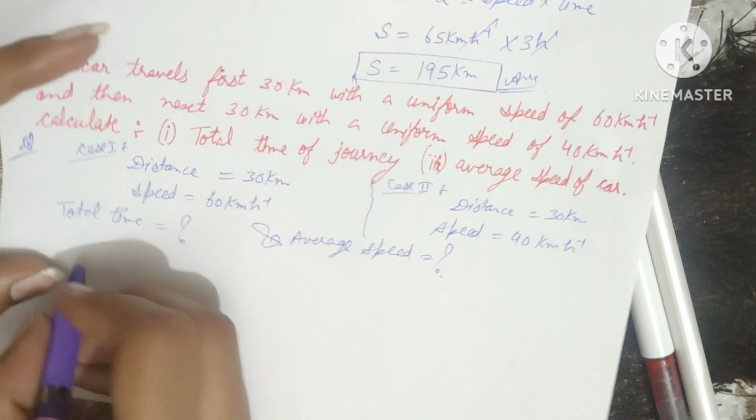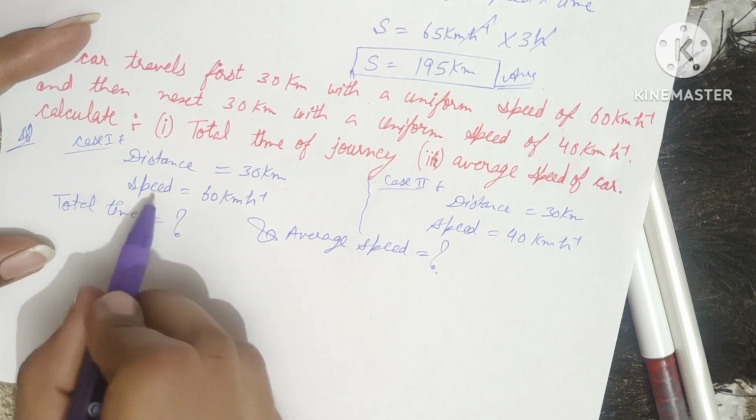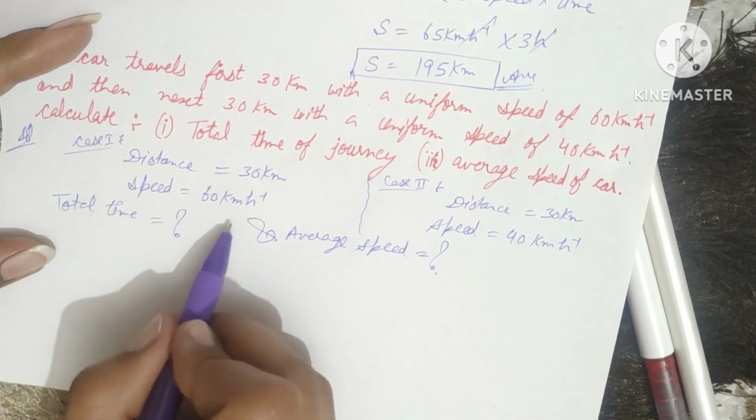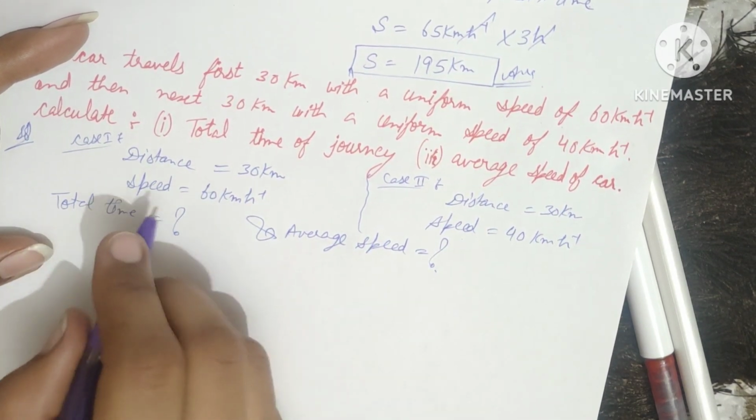So what to do firstly? Firstly, we need to find the time taken by each case. Then we will add up that time. We will get the total time taken by the car.